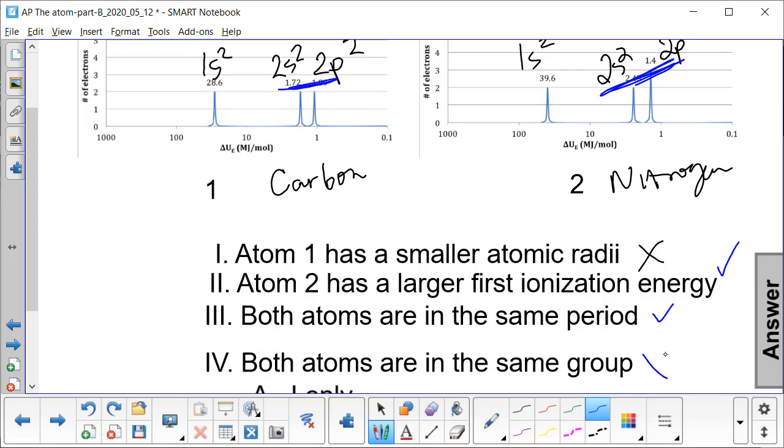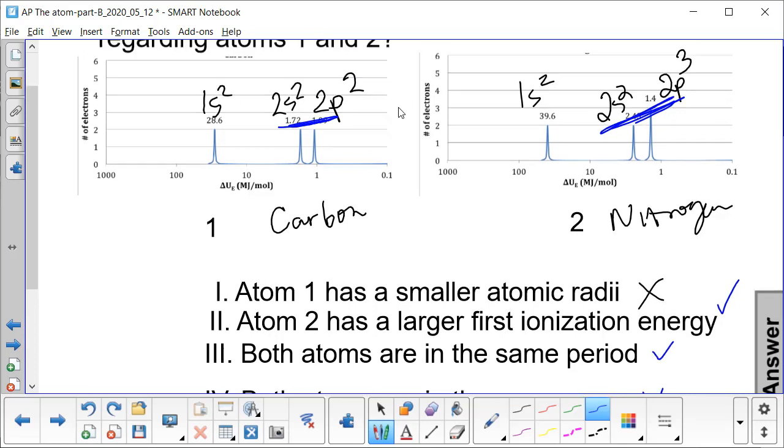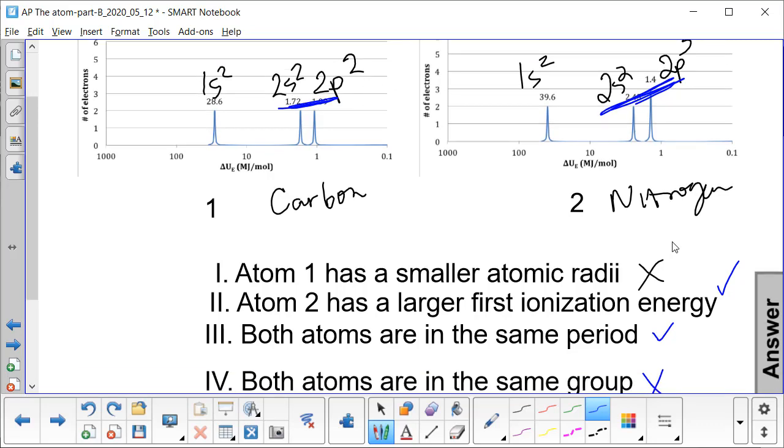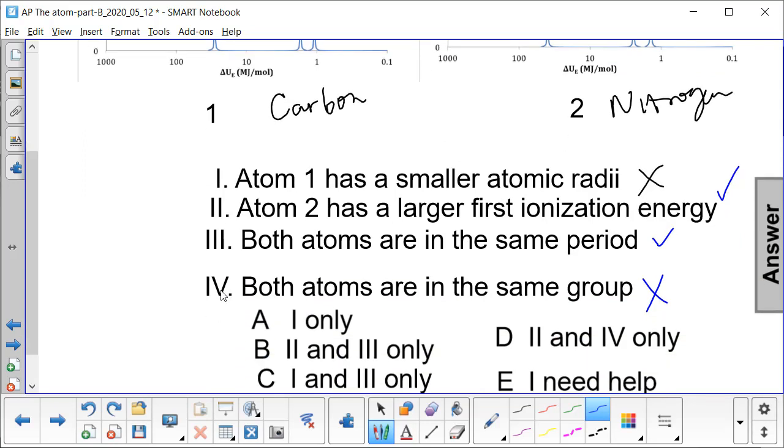That is not true. The same group would require these valence configurations to be the same: ns2, np2, or np3, one or the other. So they're not in the same group or column. They're next to each other. So only 2 and 3 are true, which is answer choice B.